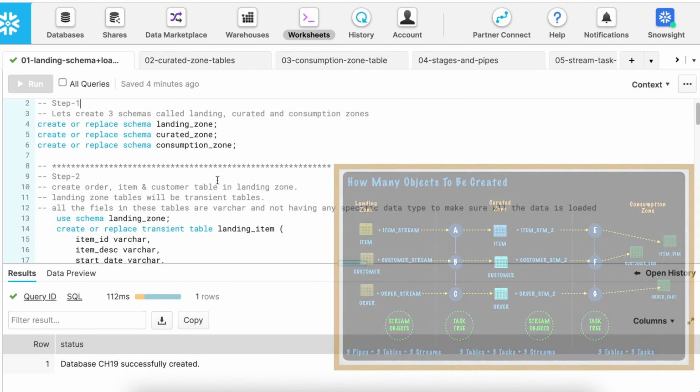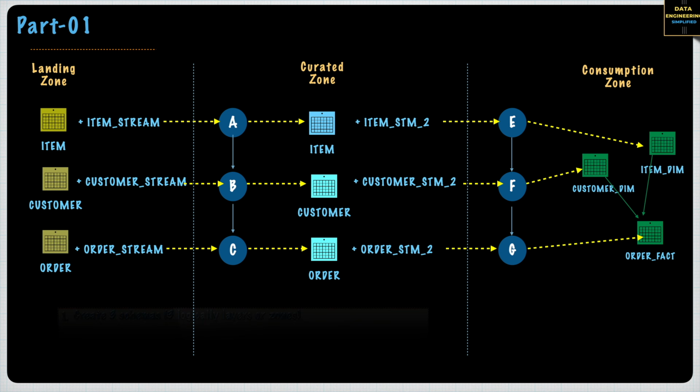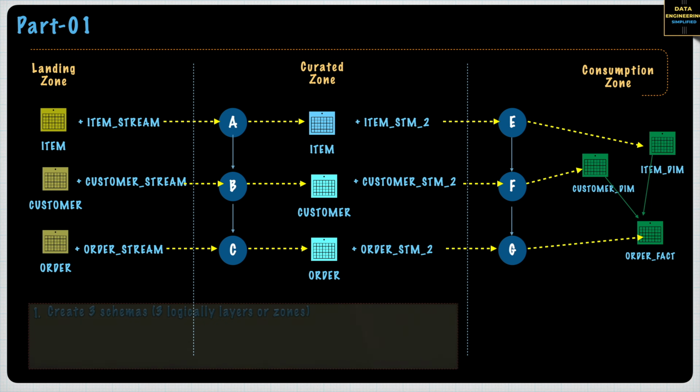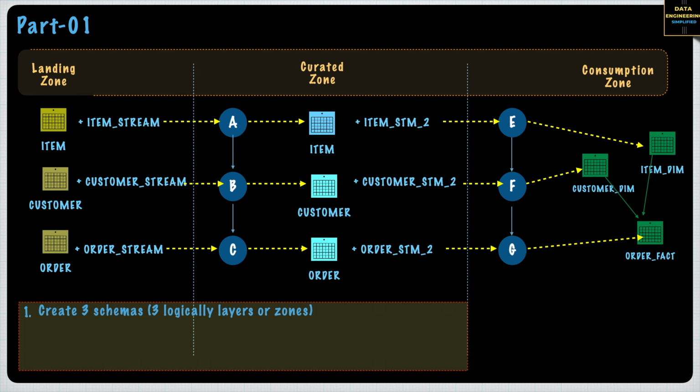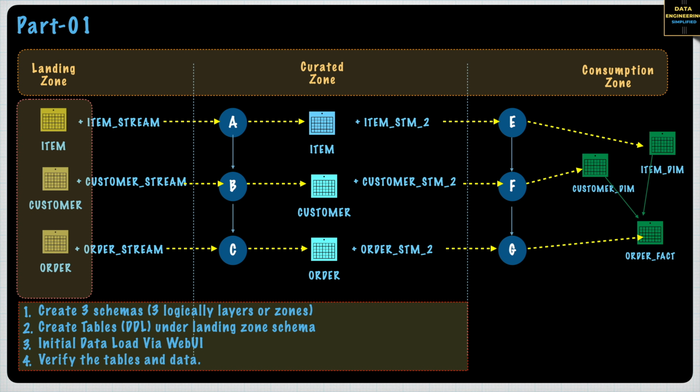Let's understand what we are going to do first. In part 1, we will create 3 logical layers or zones. You can have all the tables under a single schema, but to make sure that we follow a layered approach, I am going to create 3 different schemas here. Then I will create 3 tables under the landing zone schema. I will load the initial data via the legacy WebUI, and then finally I will verify the tables and the data. So that would be our part 1.